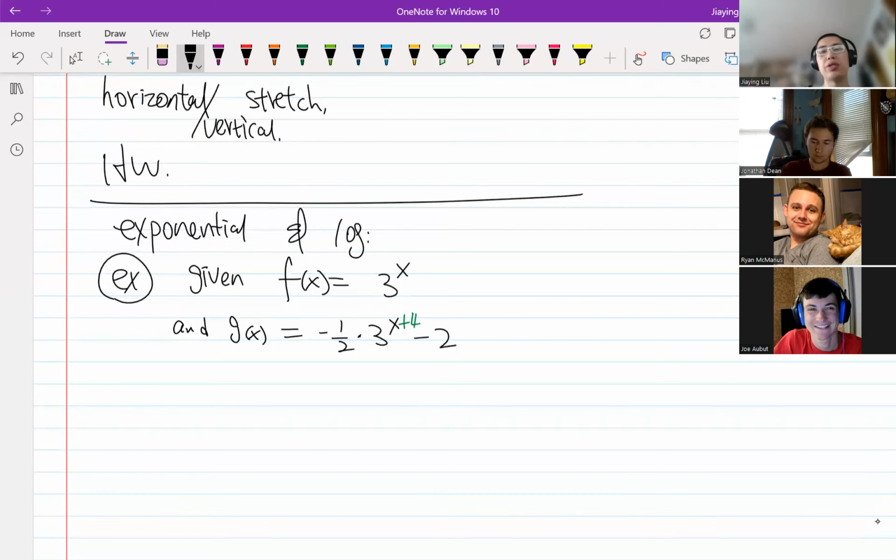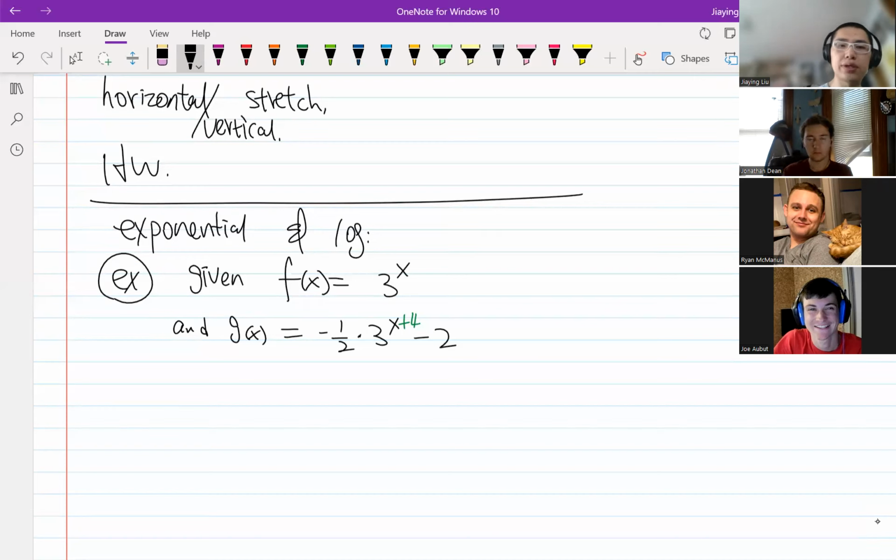So now we want to know what kind of transformation actually happened to f of x, which is equal to base 3 raised to the power of x, so 3 to the x. And maybe we're going to sketch a graph, or find the asymptote, in this case just a horizontal asymptote, and domain and range. So let's take a quick look.